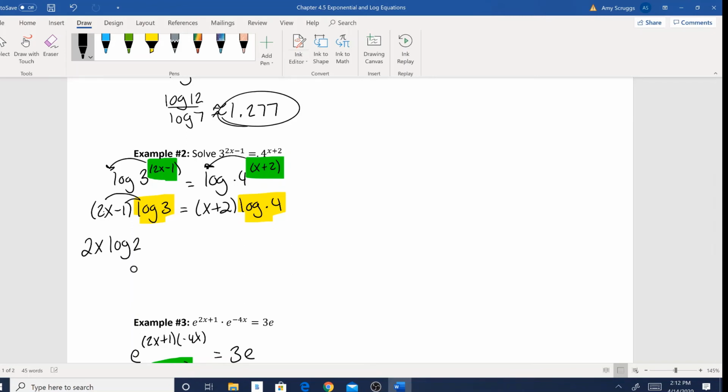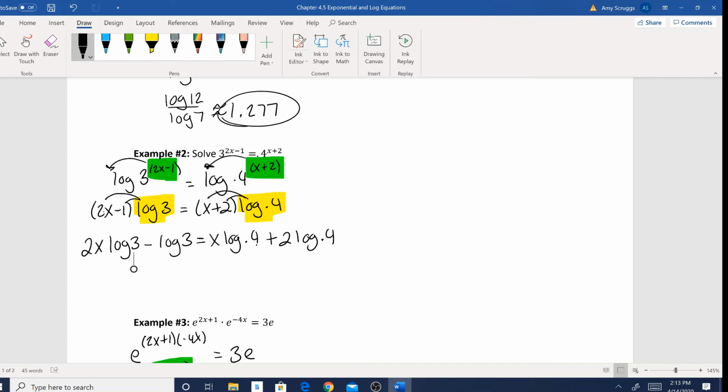So now we're going to have 2x log, not log 2, but log 3, minus log 3. And then we're going to do the same thing on the other side. We're going to distribute log 0.4 to both terms. So you're going to have x log 0.4 plus 2 log 0.4. Okay, so getting a little bit closer, keep our goal in mind.